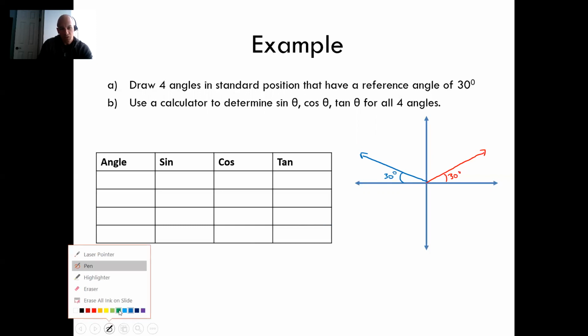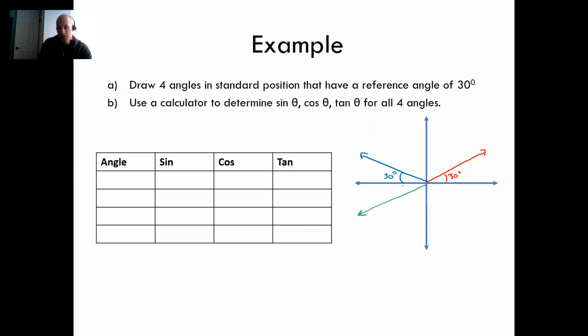So maybe in a different color, I'll pick green. You could go below the x-axis and have a reference angle down here of 30 degrees. And you could even have one in quadrant 4. We'll go with purple, I guess is the only color I haven't done here. We'll draw that going out there, and that is also 30 degrees. So there's 4 possible angles that all have the same reference angle, and one belongs in each quadrant.